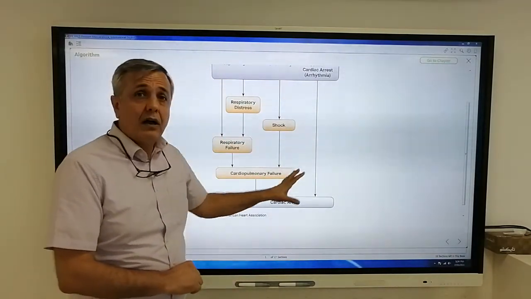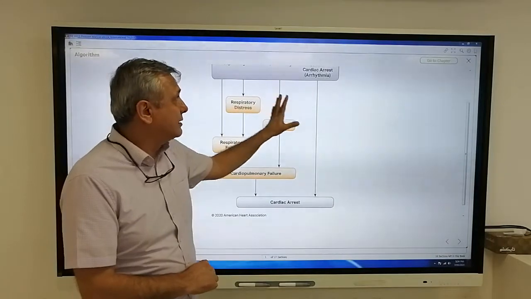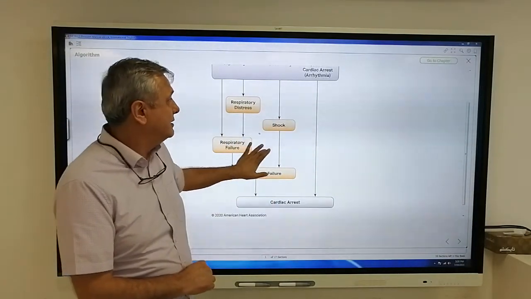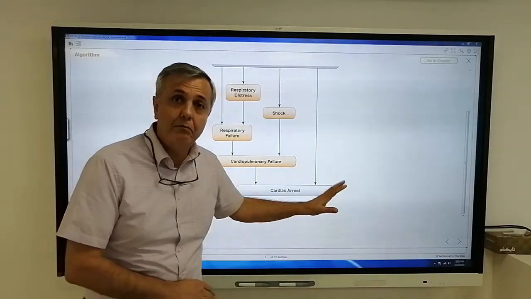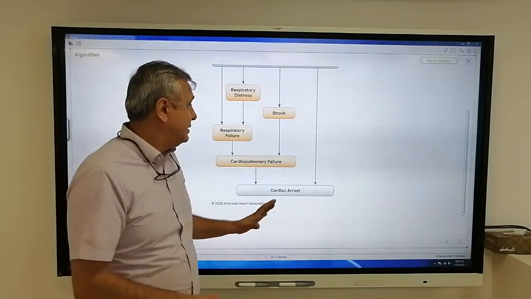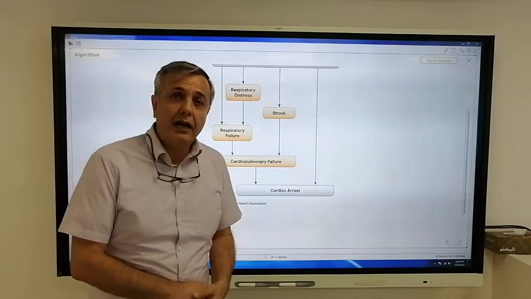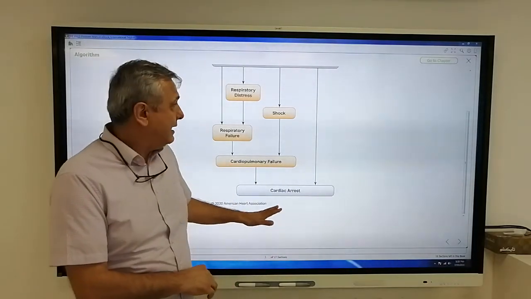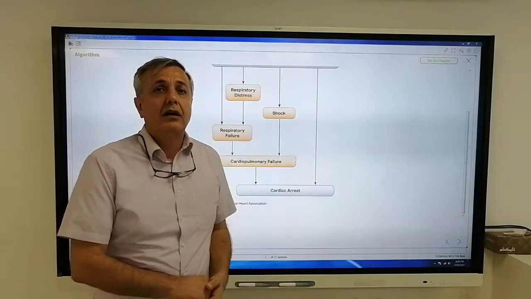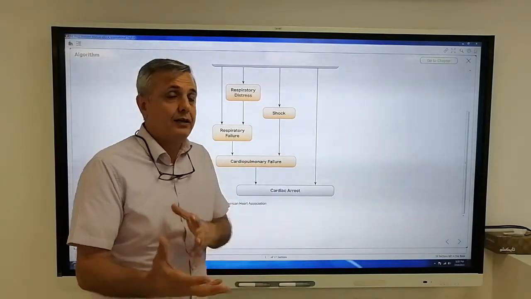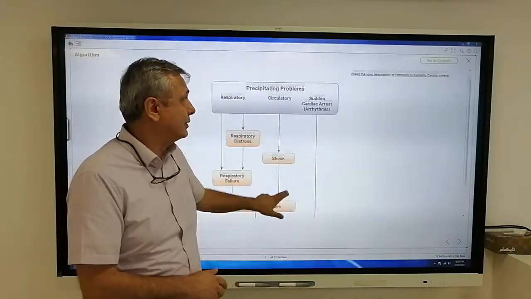So in results of respiratory and cardiovascular assessment, you may find the child has cardiopulmonary failure, both. So in that case, the possibility of cardiac arrest is very high, and the early management of respiratory and cardiovascular function, which is a shock and poor perfusion, is important.